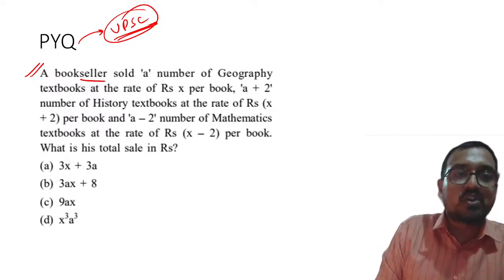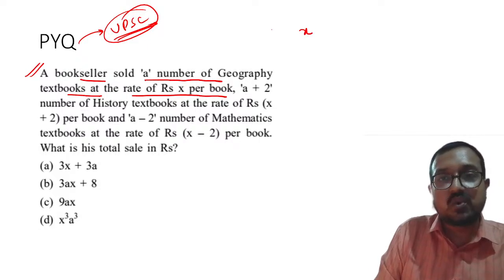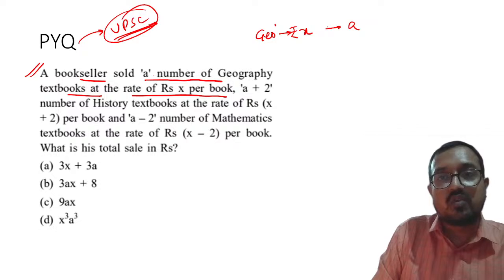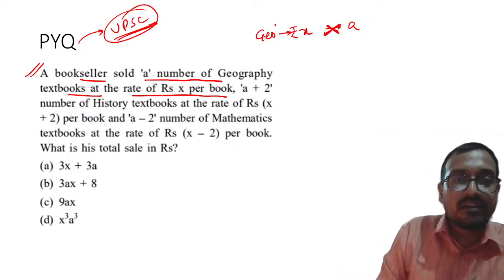Now, my dear students, a bookseller sold a number of geography textbooks at the rate of rupees x per book. Please remember, x per book he sold. Geography book was sold by him, and the rate was rupees x per book, and a number of books were sold. So obviously x into a, right? That is the total revenue he will earn, right?